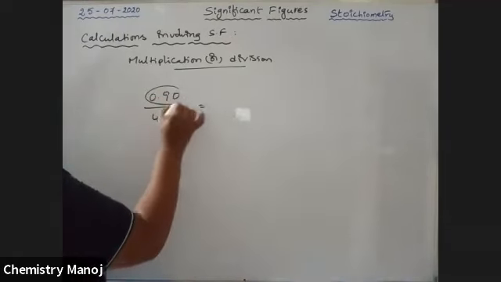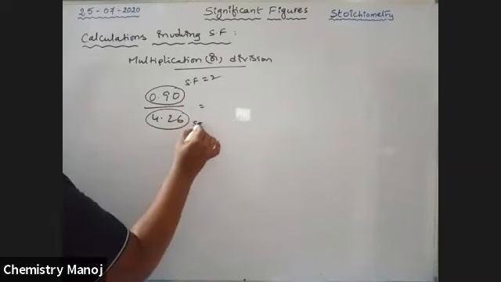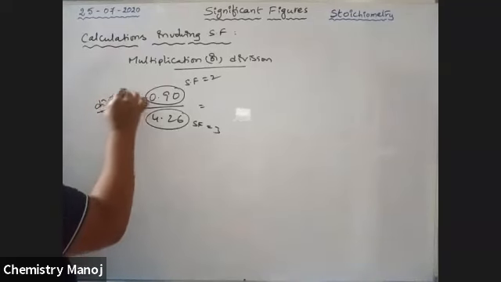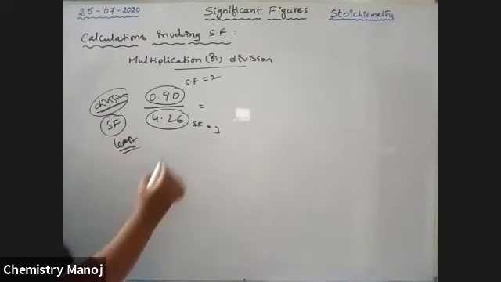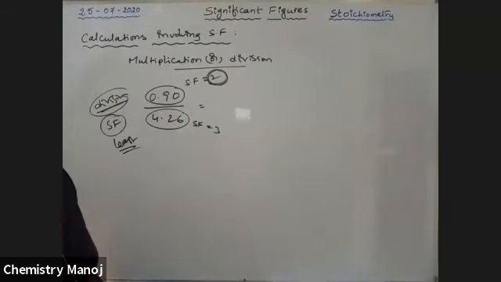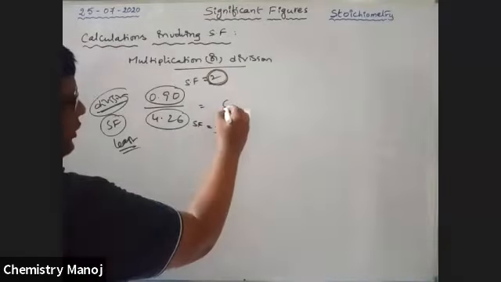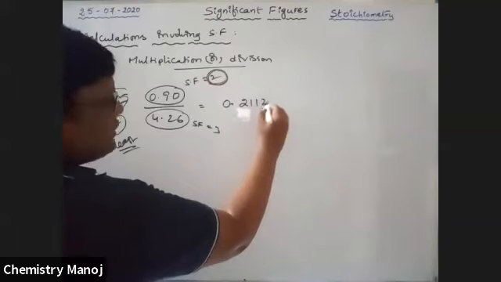For this, significant figure is equal to 2 only. For this, significant figure is equal to 3. We are going to take division. During division, we follow significant figures. So the least significant figure is the answer. So therefore, final answer with 2 significant figures. So therefore, the answer for this, as per my calculator, is 0.2112676.